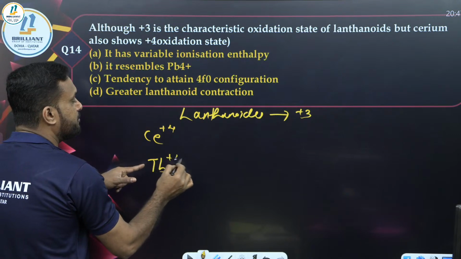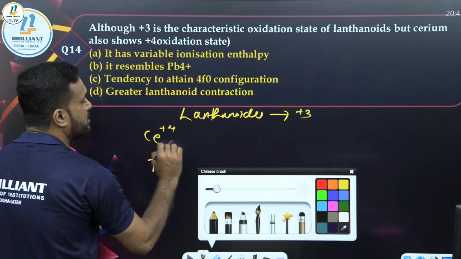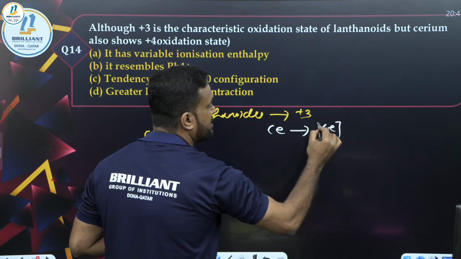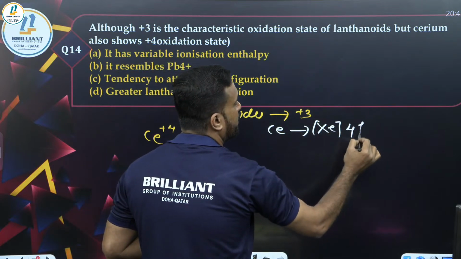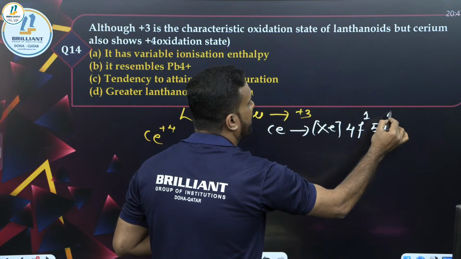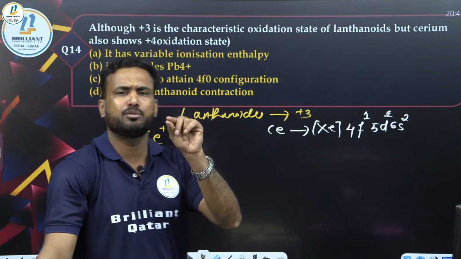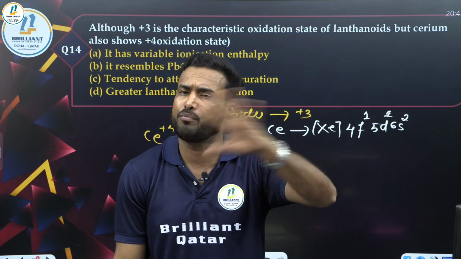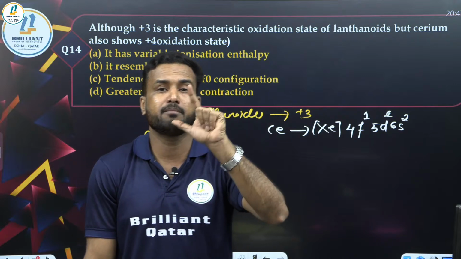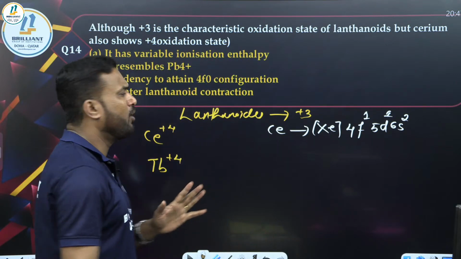In aqueous solution it comes from +4 to +3, but in aqueous solution +3 will be more stable. What is the electronic configuration of cerium? Cerium is xenon, after xenon it is 54. You know that it is the first element of lanthanoids, so 4f1, 5d1 and 6s2. This is the electronic configuration of cerium. Don't try to memorize the electronic configuration of all elements. Few elements are important: gadolinium, terbium, cerium, europium. Keep all that in mind. The remaining are not that important.